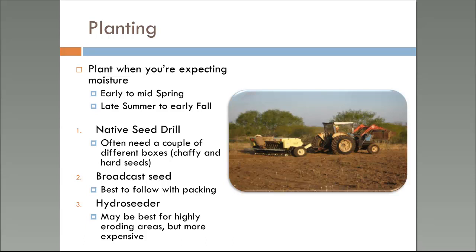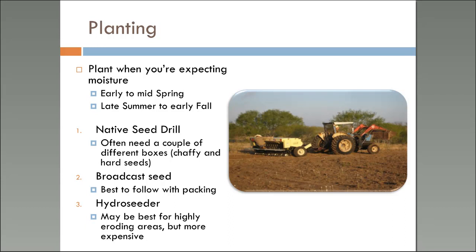All right, for planting. When you're planting, you're going to plant before you're expecting moisture. For South Texas, we have a couple of options: plant in early to mid-spring or late summer to early fall. Really, for this area and probably further west, late summer to early fall would probably be best because we're more likely to get rainfall during those times, and that would be really important for getting the plants to germinate before winter sets in.